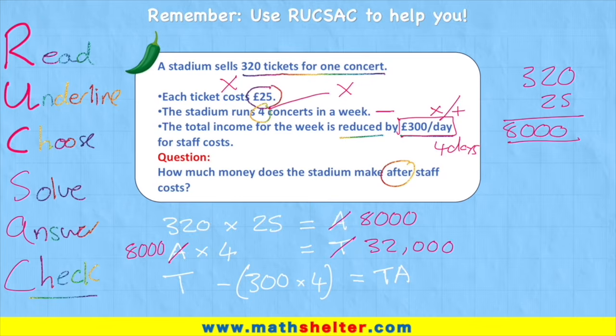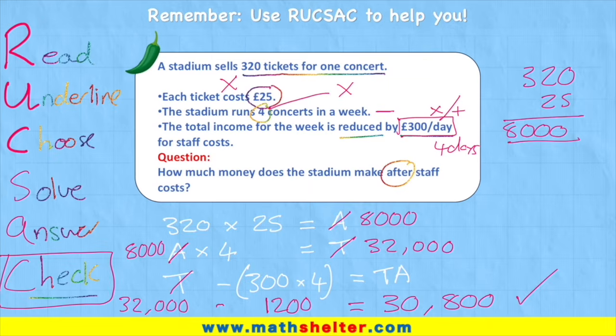So my new total is 32,000. But now I'm subtracting it by 4 lots of 300. And 4 lots of 300 is 1,200. So my last thing to answer is 32,000 subtract 1,200. And my total answer is 30,800. Simple. The last thing I need to do is check.